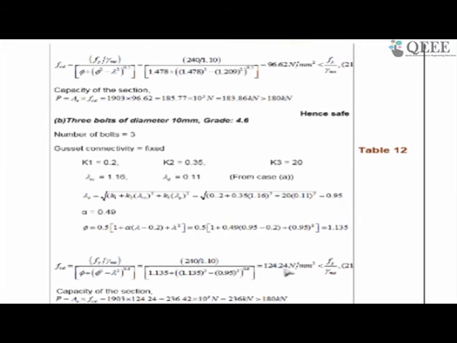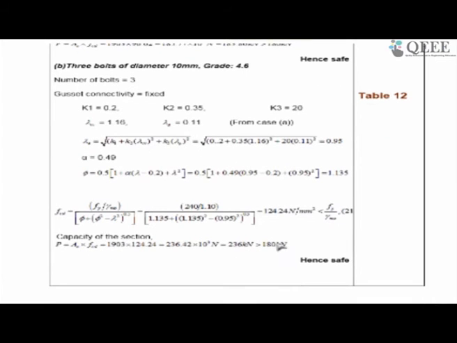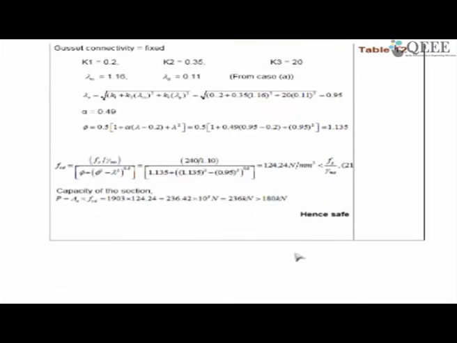I think the previous FCD was only 96 or 97. Now it has become 124. So with the same area, it is coming out much safer than before. Okay, so this is how this also is passing through.